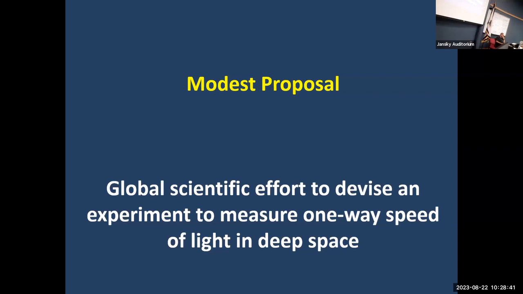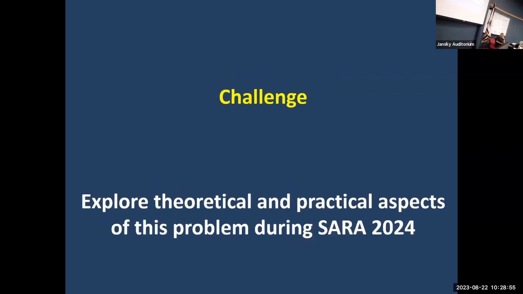That's a big challenge, probably the biggest challenge ever proposed in the world of science. But if it can be done, let's put the best minds in the world to it. So my challenge to SARA, to all of you here, is think about this over the next year and try to explore some theoretical and practical aspects of the problem, and let's talk about it next year.